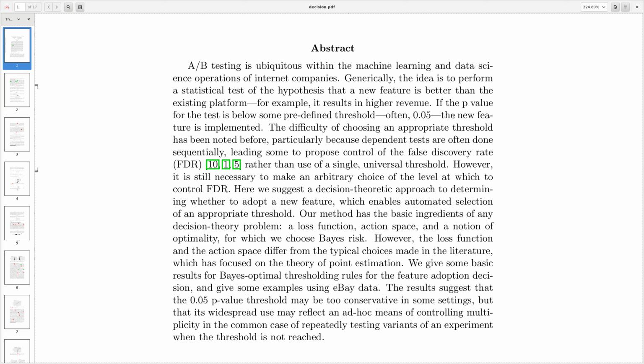The difficulty of choosing an appropriate threshold has been noted before, particularly because the dependent tests are often done sequentially, leading some to propose control of false discovery rate, FDR, rather than use of a single universal threshold. However, it is still necessary to make an arbitrary choice of the level at which to control FDR. Here we suggest a decision-theoretic approach to determining whether to adopt a new feature, which enables automated selection of an appropriate threshold.